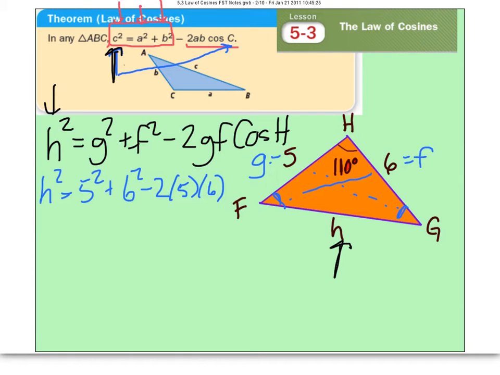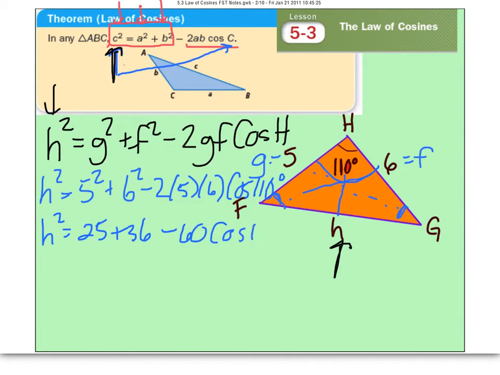And then we're going to wrap up with, if we take side length h, we go across, it's associated with the cosine of 110 degrees. Now, this is as hard as it gets, but be careful in the simplification. So h squared, this would be 25 plus 36. This will be minus 60 times the cosine of 110 degrees.